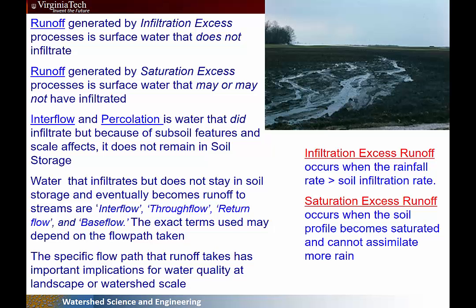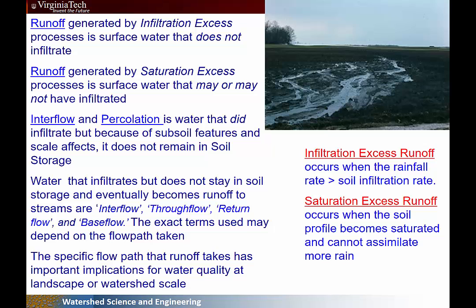The other two processes would be interflow and percolation. Really, they're water components that have infiltrated the soil, but because of different subsurface soil features or scale effects, it does not remain in that soil storage. So maybe there's some sort of a shallow restricting layer, plow pan, shallow bedrock that prevents percolation of that water deeper in the soil profile. And so at some point the water is going to exit that soil profile and generate runoff.